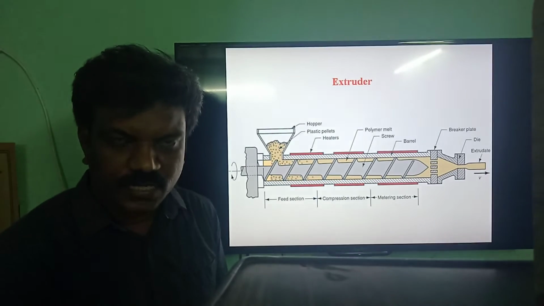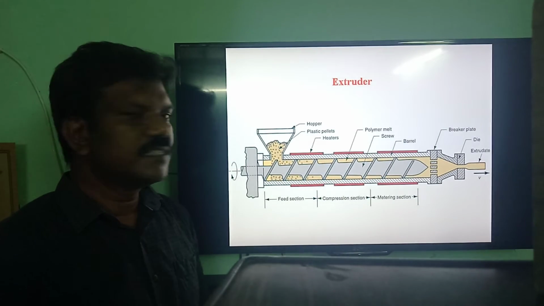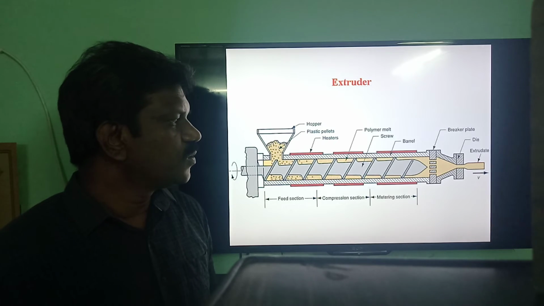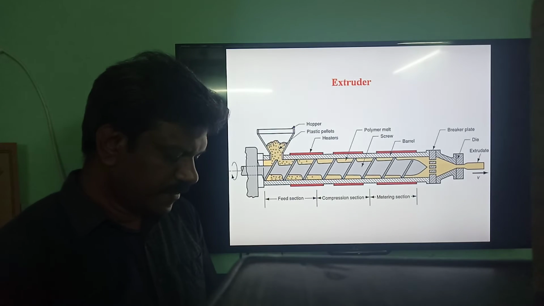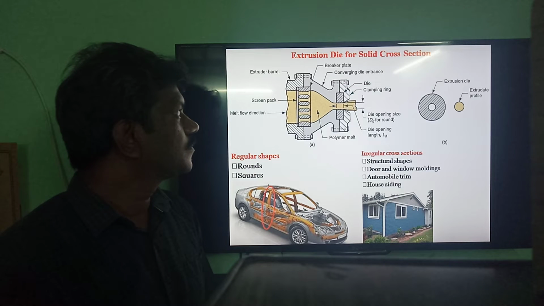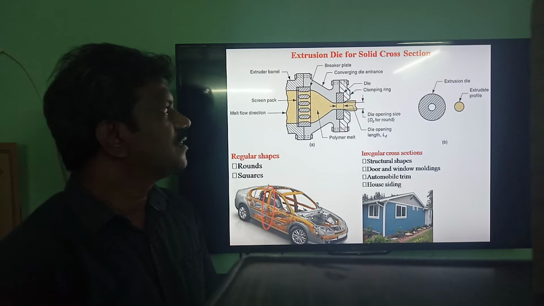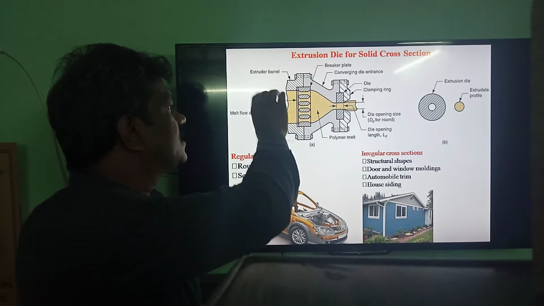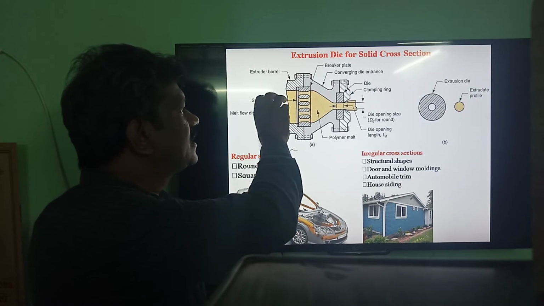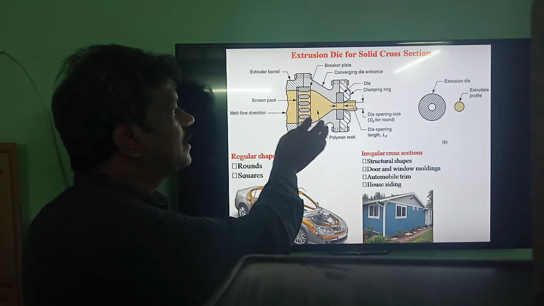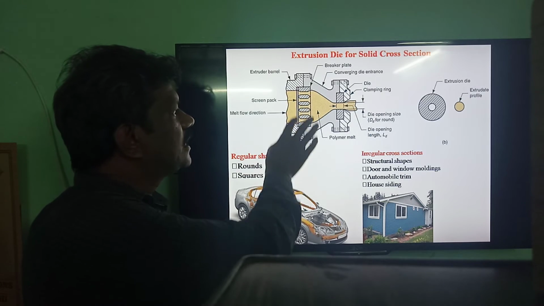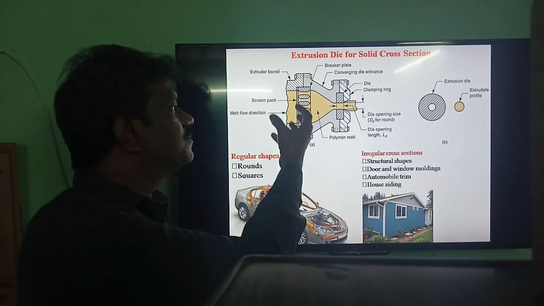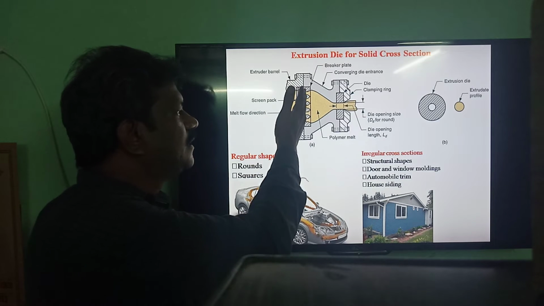I already told you there are 2 types of dies. One is the die used to produce solid shaped products, and the other is the die used to produce hollow shaped products. So this is the extrusion die for a solid cross section. The molten material is injected here. Here we have the breaker plate. In front of the breaker plate, we have the screen pack, that is, the steel mesh. By means of the steel mesh, the lumps of plastic are filtered here.